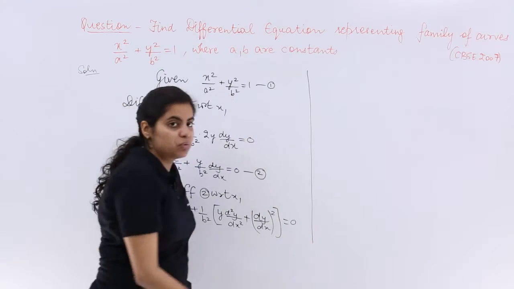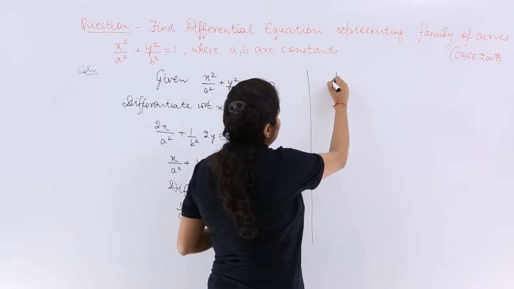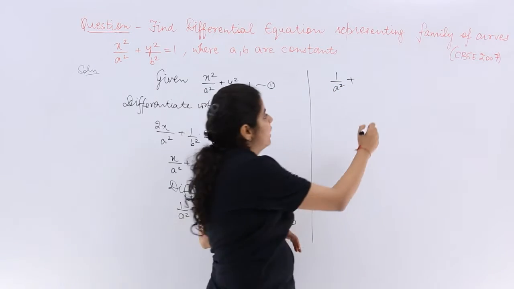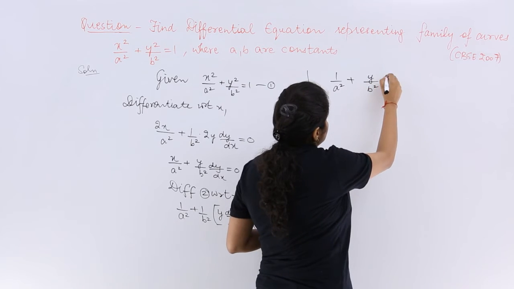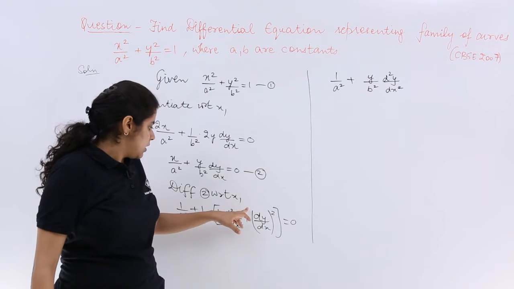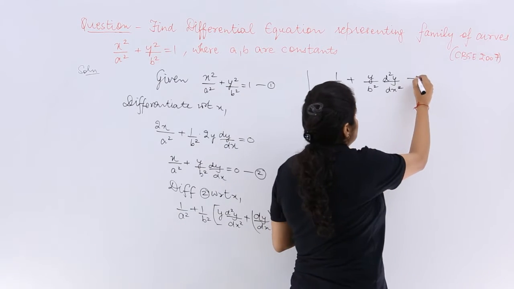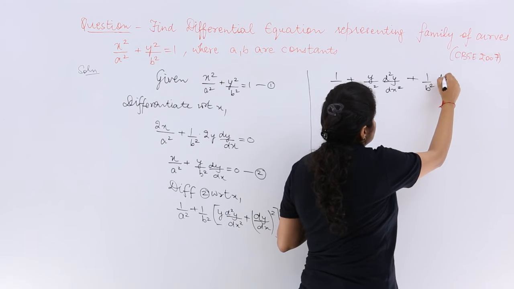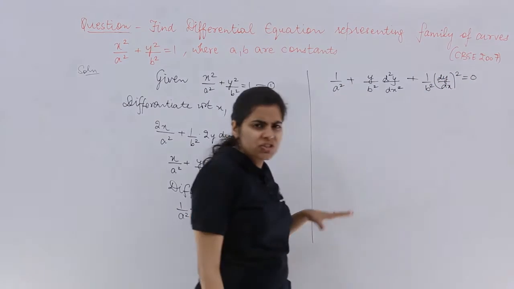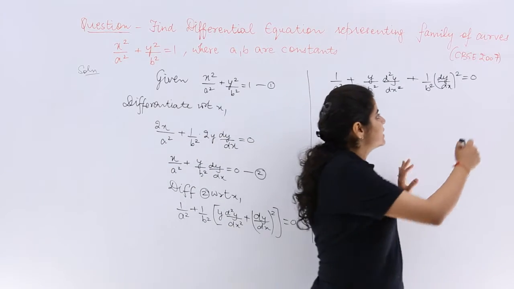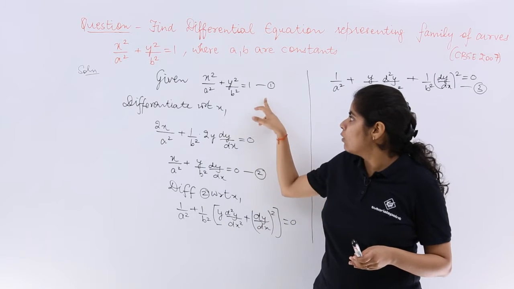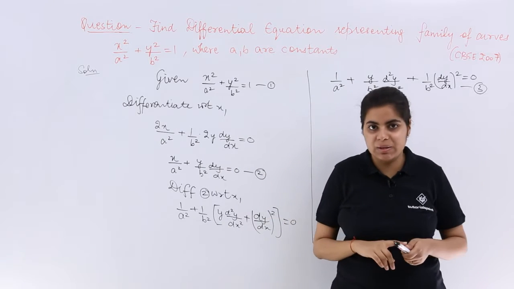So I make a line. What should be the answer like? 1 upon a square plus y upon b square d2y by dx square, right, plus 1 upon b square dy by dx whole square is equal to 0. Now you see, you have got this equation, and let's name this as equation number 3. Here you see, this is equation 1, this is 2, and that is 3.